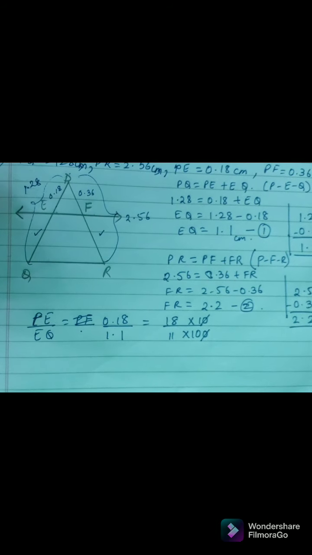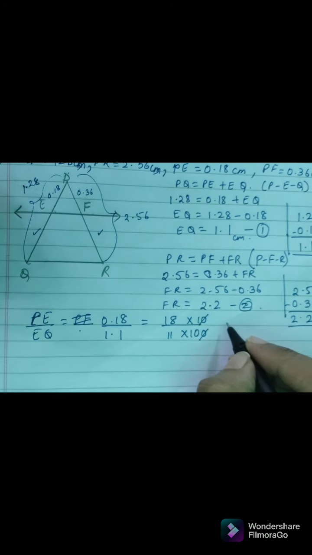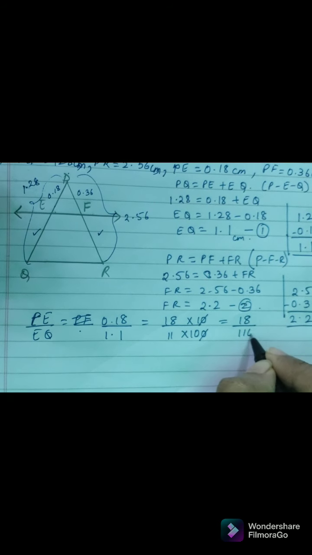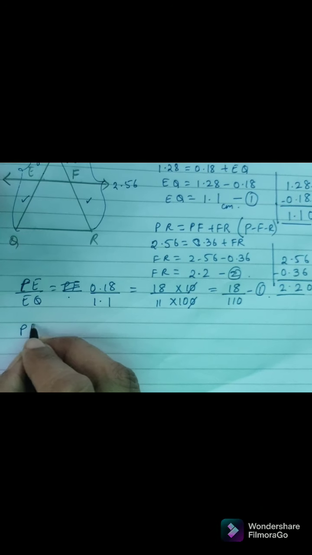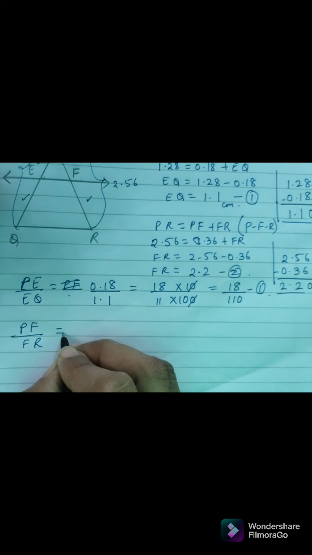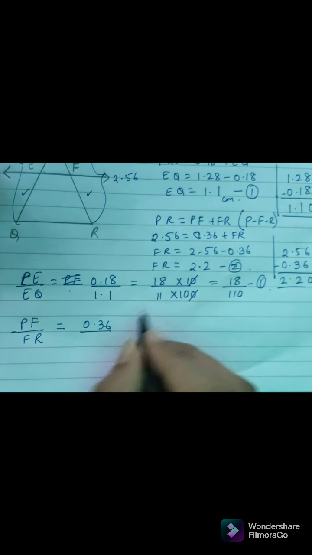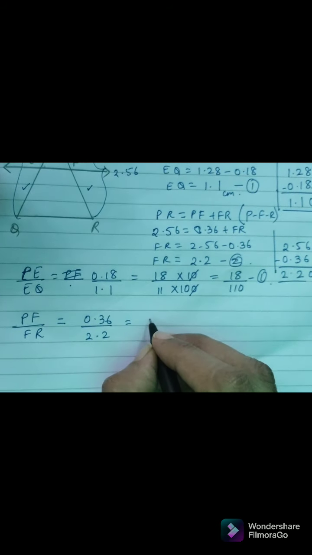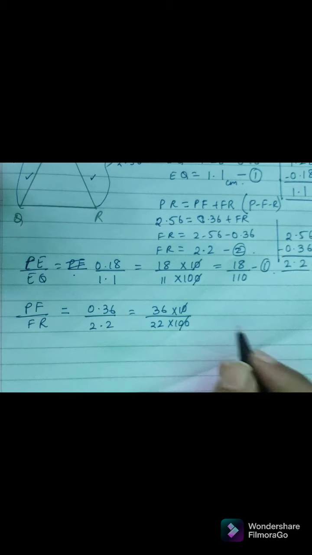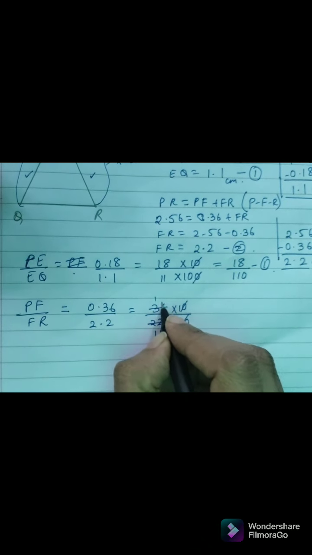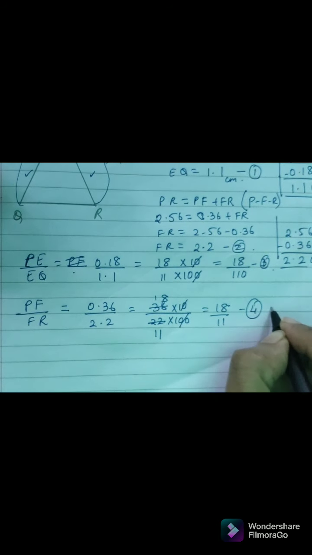Now these are odd numbers. So I'll just mark it as 1. Let's see what we get for the second equation. PF upon FR is equal to PF is 0.36 and FR we got 2.2. So again I'll get 36 into 100 and 22 into 10. So I can cancel, 2 ones are 2, 2 eights are 36. So here also I got 18 upon 11. So I marked this as 4.